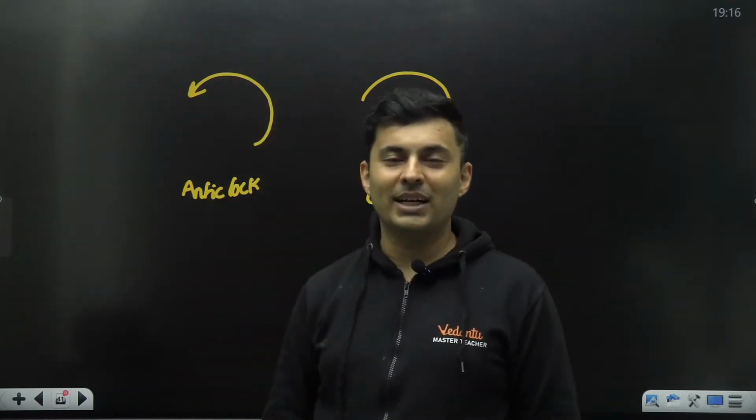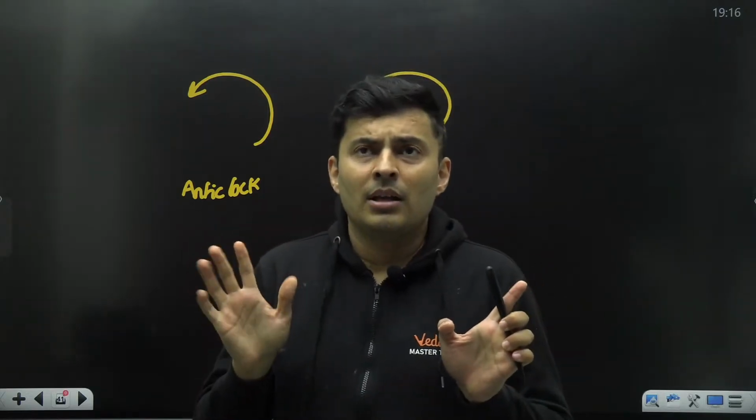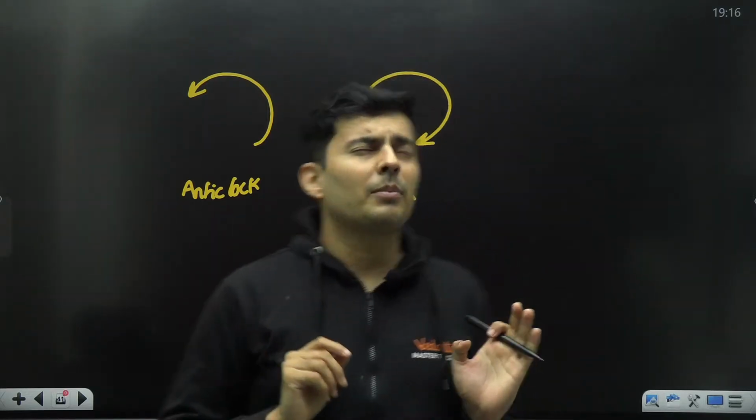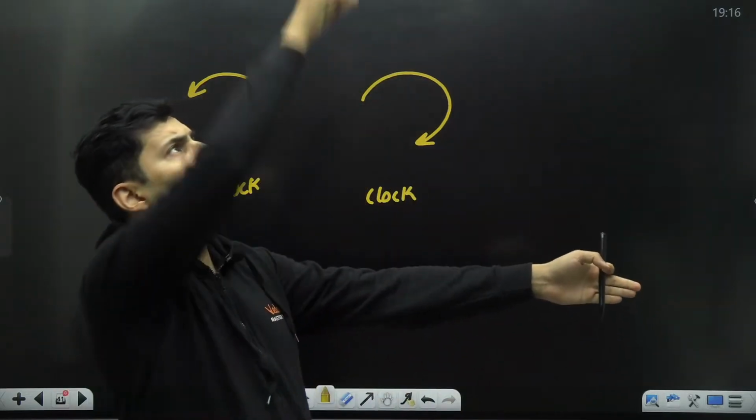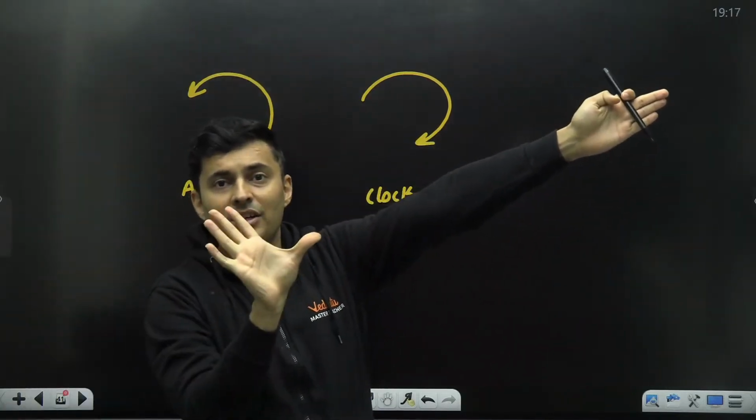So that thumb is that vector. Say for example, I tell you, place your thumb in i cap plus j cap. Okay, i cap is here, sir. j cap is here, sir. i cap plus j cap means here. So place your thumb in this direction.